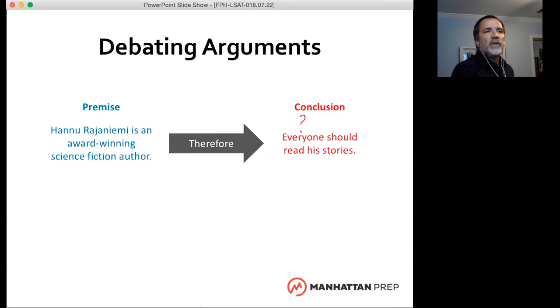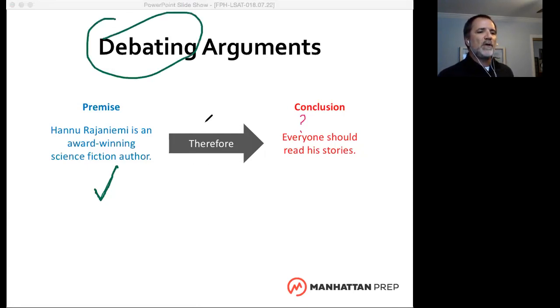And so this is good news, because it means we never have to worry about questioning a premise. Just generally on the LSAT, if we say this guy is an award-winning science fiction author, you don't actually have to know whether he is or not. We're just going to accept this as a fact. I accept your premise. Yes, I accept what you're saying about this author, that he has in fact won at least one award. So what we're always debating when we talk about debating arguments on the LSAT is the connection between the premise and the conclusion, whether or not this premise actually supports the conclusion that everyone should read his stories.